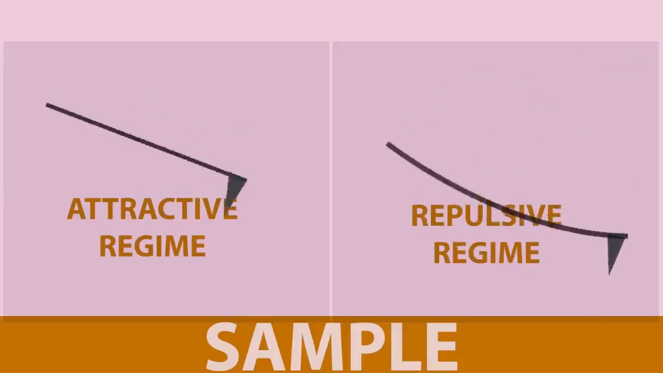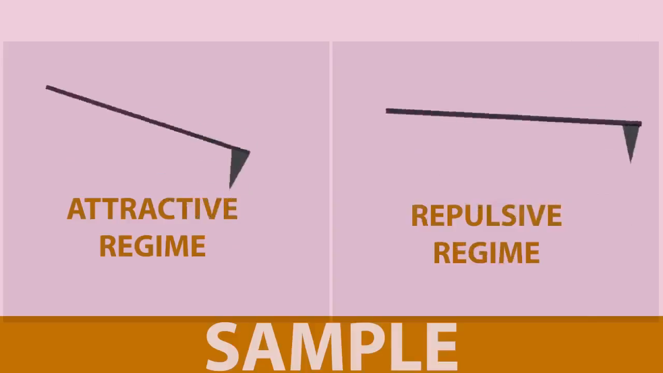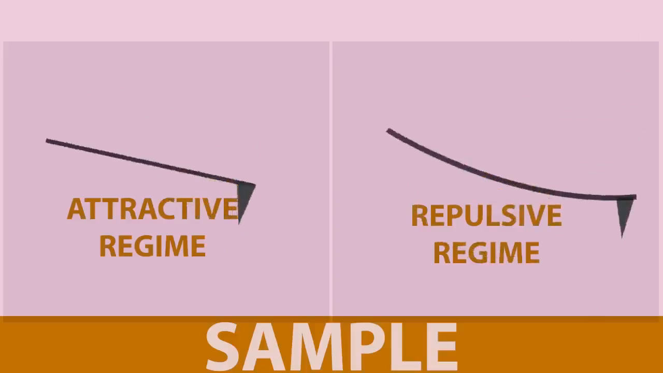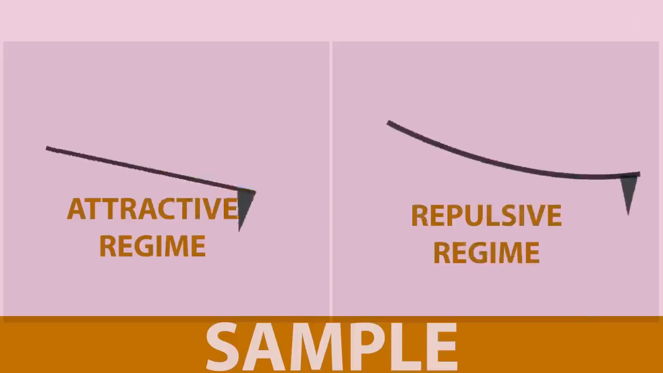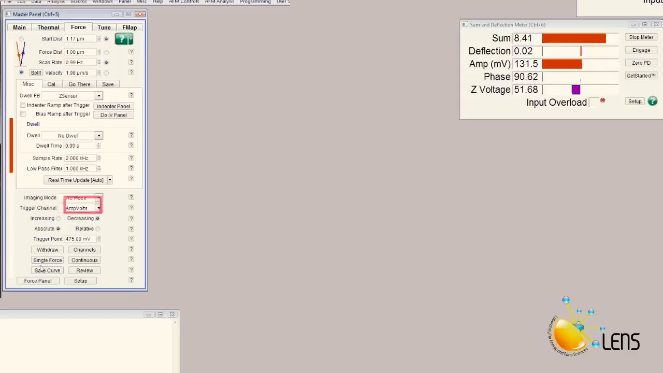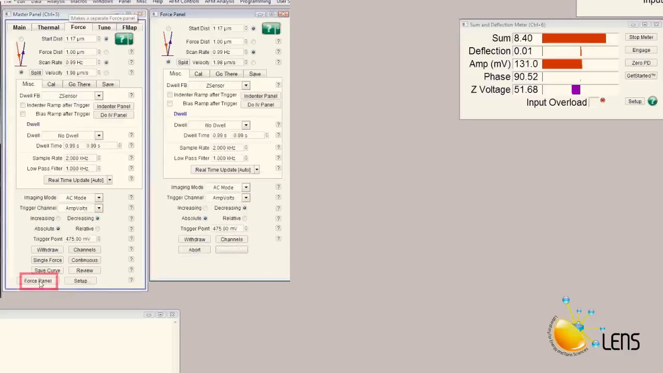I will demonstrate how to determine the critical amplitude using the MFP-3D. To find the critical amplitude, we need to do a force plot rather than imaging. Force plot is used to find the binding forces between the tip and the sample, while imaging is used to determine the topography of the sample. So let's get started. First, calibrate the AFM as discussed in the previous video. After the tip approach, click on the master panel and click on the force tab here. For convenience, click on the force panel tab here to separate the force panel from the master panel.